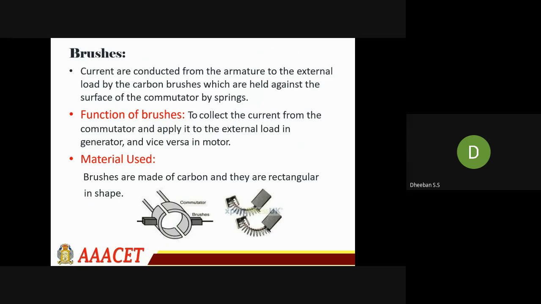The next one is your brushes. The function of the brushes is to collect the output current from your commutator and apply it to the external load. The material used will be carbon, and it will be in rectangular shape. Here you can see it very clearly. So this is what we have with respect to the construction of your DC motor.